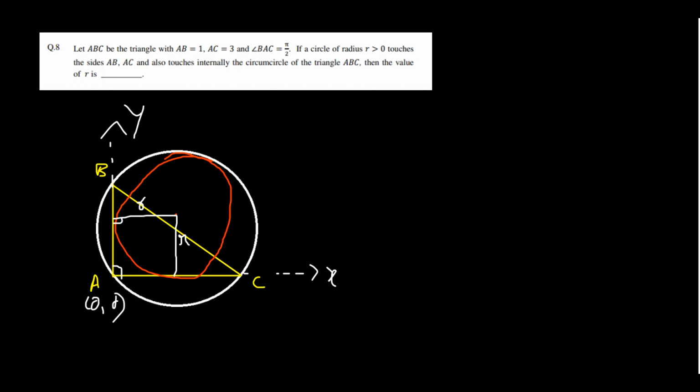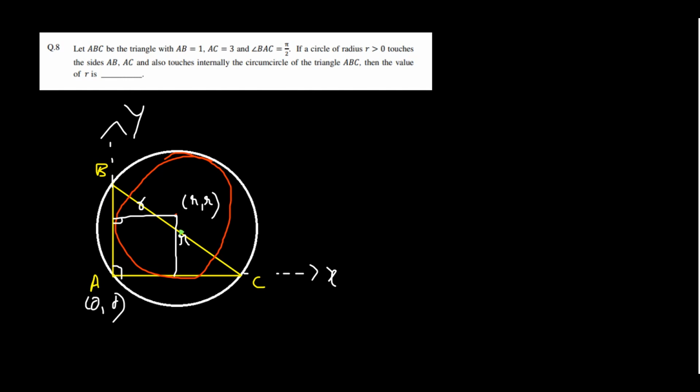Okay, so now what will we get if we join P and D? If we join P and D, we will get the length PD. So we can write that PD square equals (r minus 3 by 2) square plus (r minus 1 by 2) square, that is the distance between the points P and D.